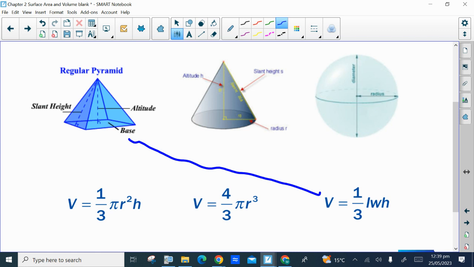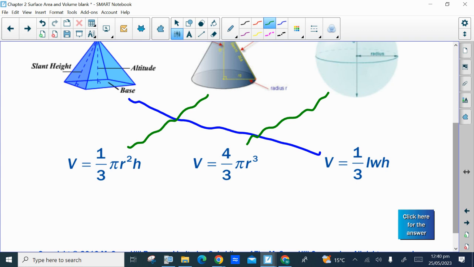The middle shape is a cone, and if you look on the formula sheet, it tells you what the volume of a cone is. It's 1/3 pi r squared h. And the last shape is a sphere, a ball. And again, the formula sheet tells you that the formula for volume of a sphere is 4/3 pi r cubed. So you don't have to memorize these formulas. You'll be given this same formula sheet for your quiz on Monday, as well as your future quizzes and tests.